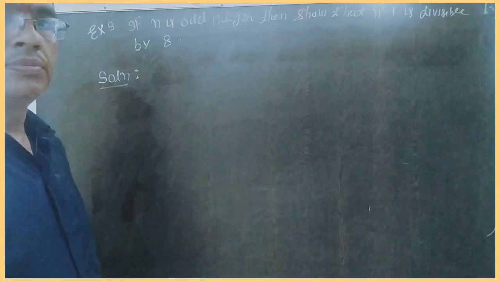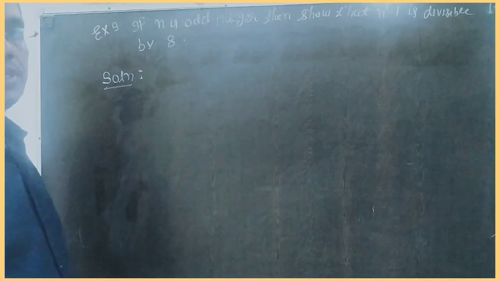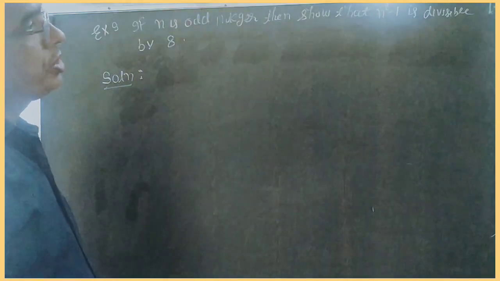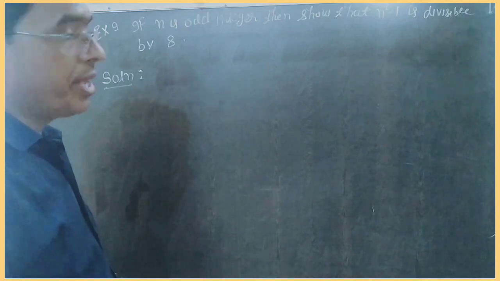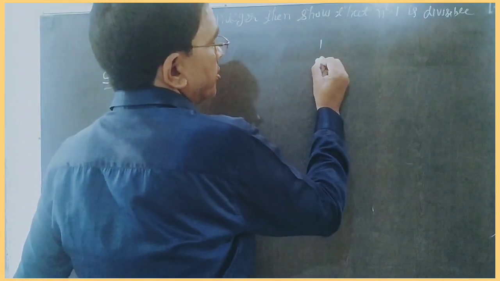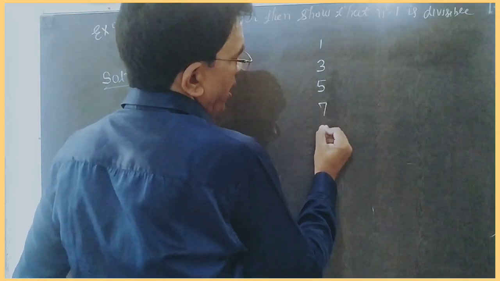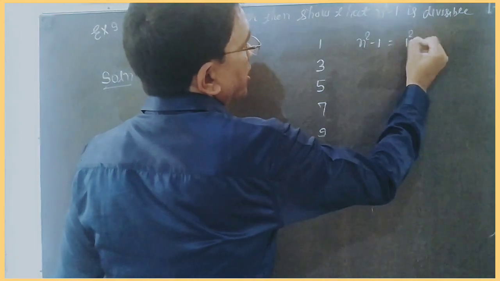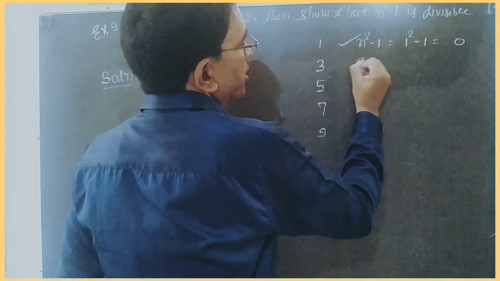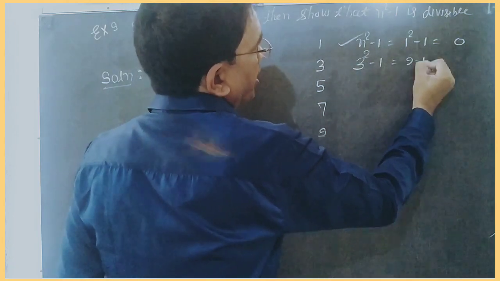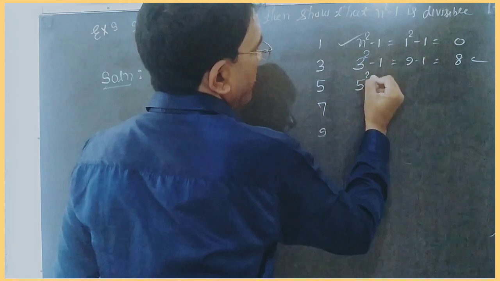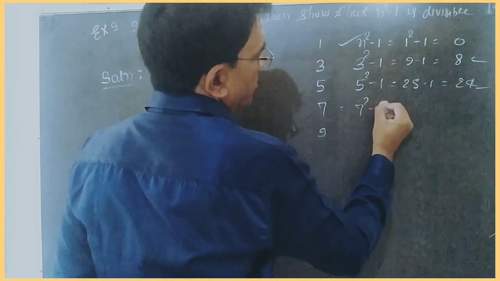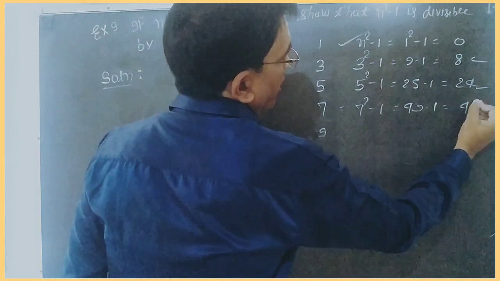That's all. Now this is the last example of this exercise, example 9. That is, if n is an odd integer, then show that n square minus 1 is divisible by 8. n is an odd integer: 1, 3, 5, 7, 9. When it is the form of n square minus 1, 1 square minus 1 is 0, divisible by 8. Next, 3 square minus 1, that is 9 minus 1, 8, divisible by 8. 5 square minus 1, that is 25 minus 1, that is 24, divisible by 8. 7 square minus 1, that is 49 minus 1, that is 48, divisible by 8.